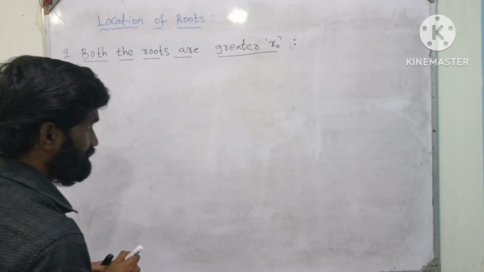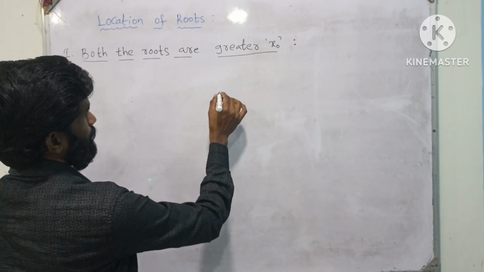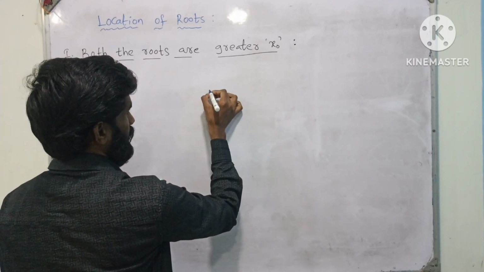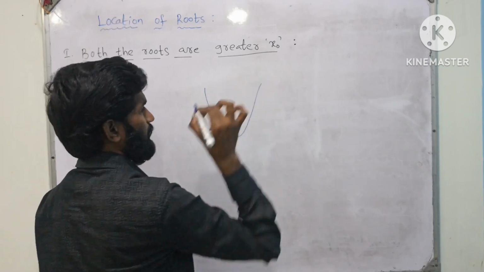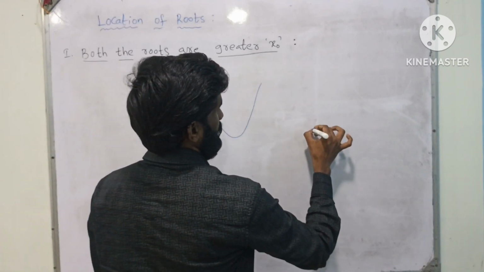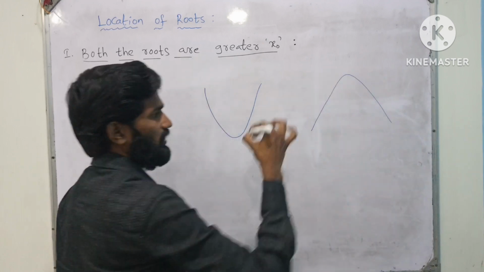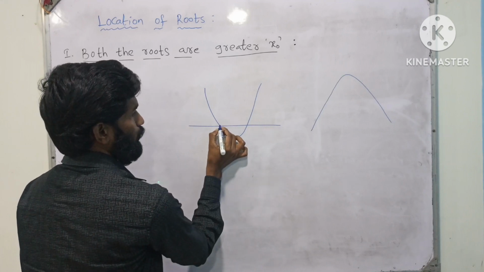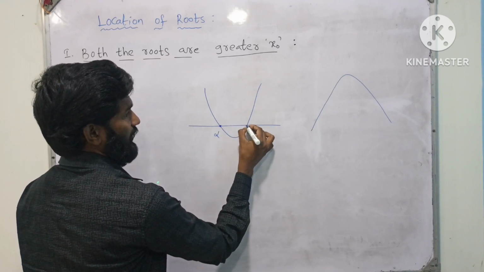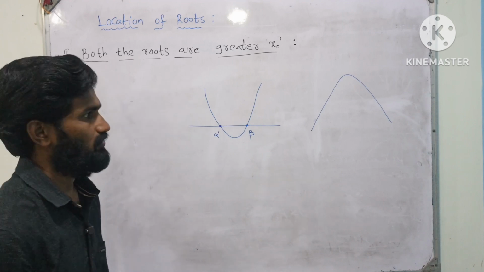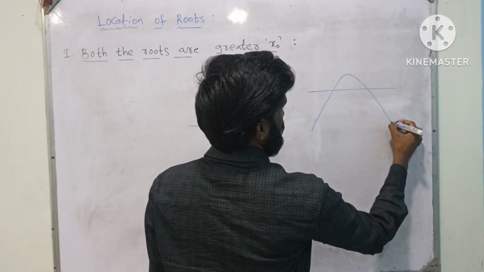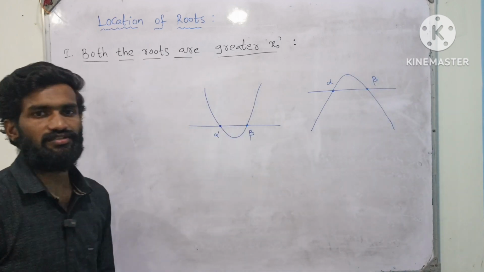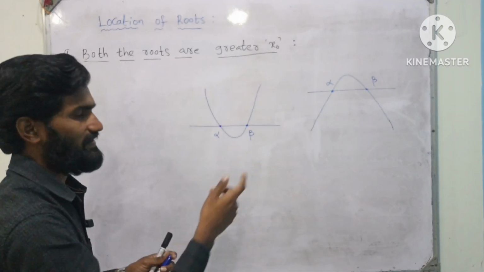Now listen carefully. First of all, the graph of a quadratic equation we already know. Either it is an upward parabola or it is a downward parabola. So here what we are discussing, this is the x-axis. Both the roots means one is alpha and the other one I am taking as beta. Here also, this is alpha and this is beta. Now we are saying that both the roots are greater than some x naught.